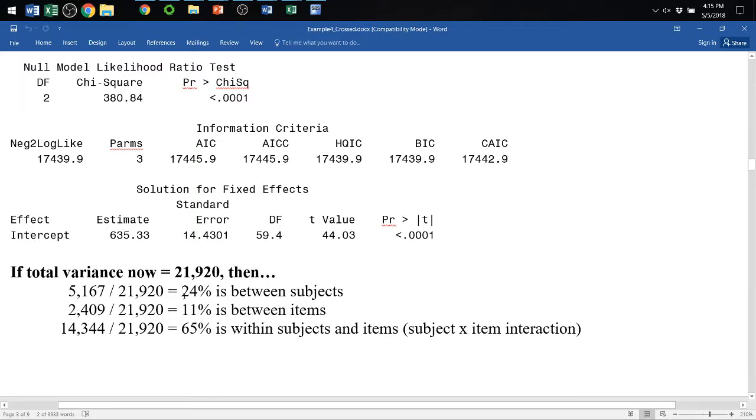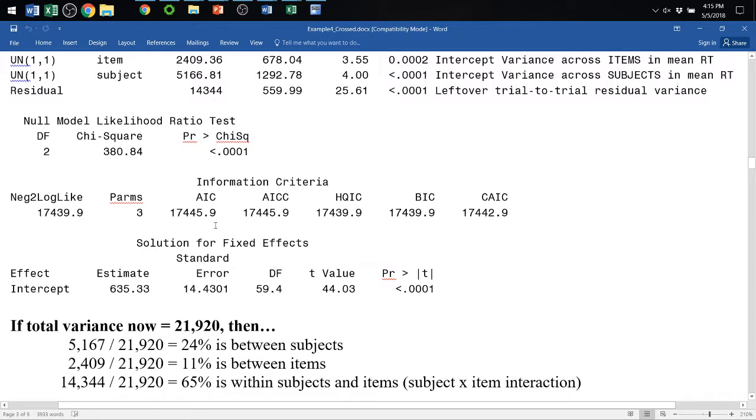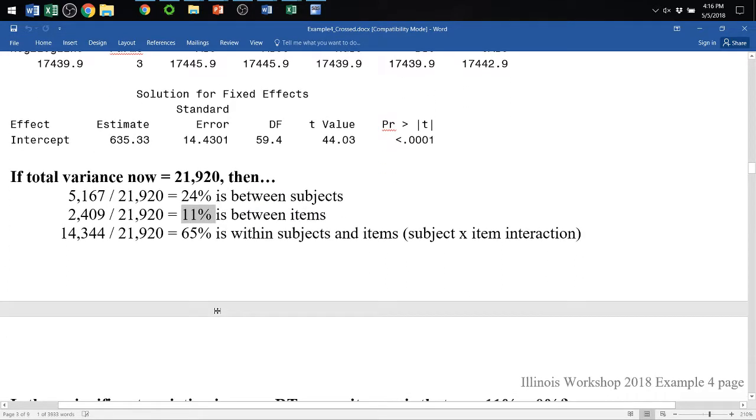So this is the partition of variance. Because each of these variances has no covariances between them, you can add them up. So the total is just the sum of these 3, given right here. And then I took the straight proportion due to each source. And so that's how I came up with the original proportion of variance, 24% subjects, 11% items.